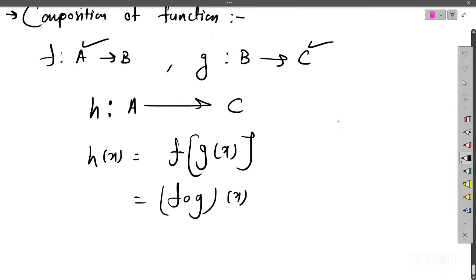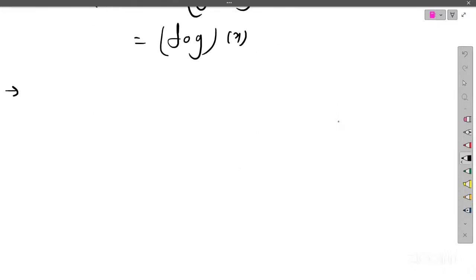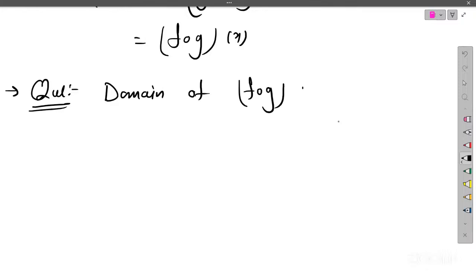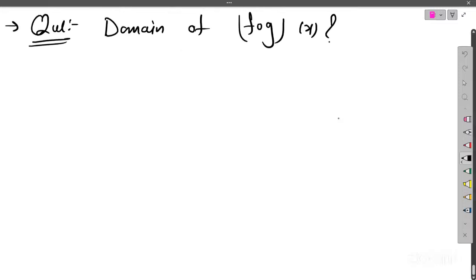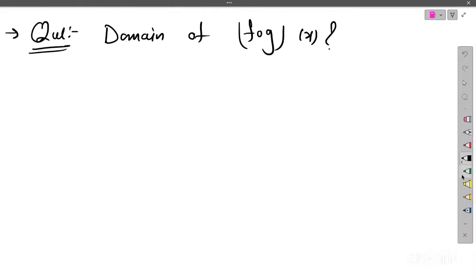Now one particular question is how we can find the domain. What will be the domain of f composite g of x? Here you have to follow two steps, and I'll mention why these two steps are required. But before that, what do we understand by the domain of a function? Domain means, if a function's expression is given to you, you have to filter out all those real numbers for which that particular expression is well defined.